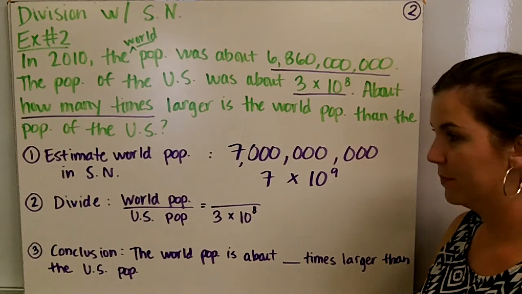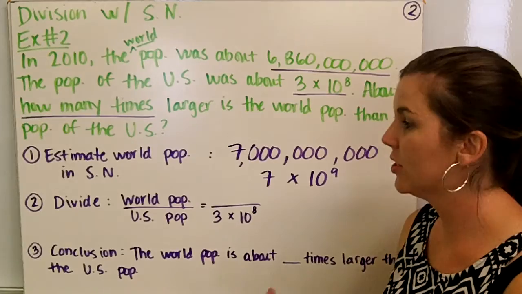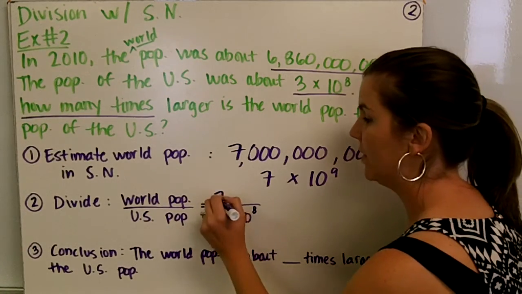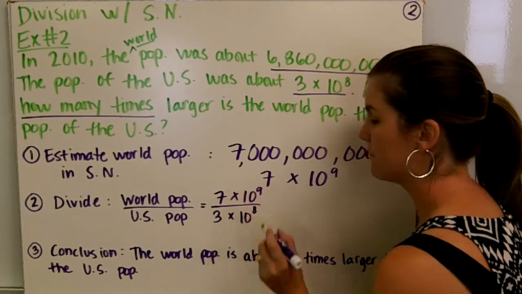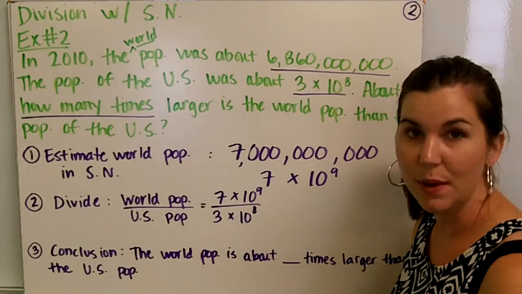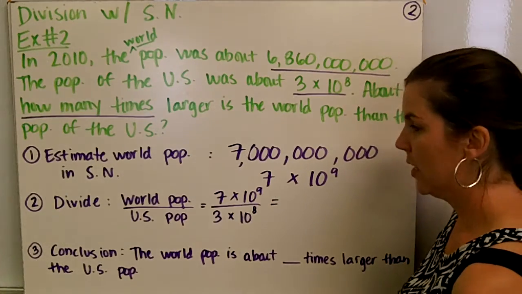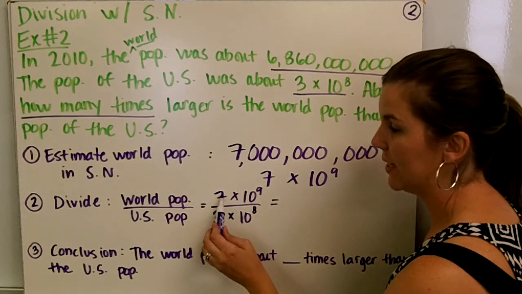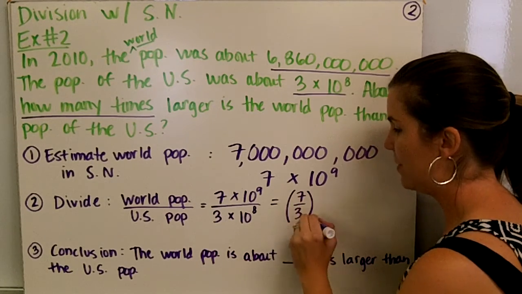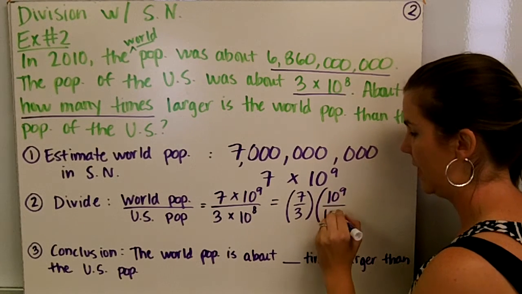That's the world population. Now, because it says how many times larger, we're comparing the world population to that of the U.S., we're going to divide. So we're going to have 7 times 10 to the 9th power divided by 3 times 10 to the 8th power. We want to see how many times the U.S. population will fit into the world population. All right, now to do division, you're just going to say 7 divided by 3. We're going to group these together. 7 divided by 3, and we're going to have 10 to the 9th divided by 10 to the 8th.